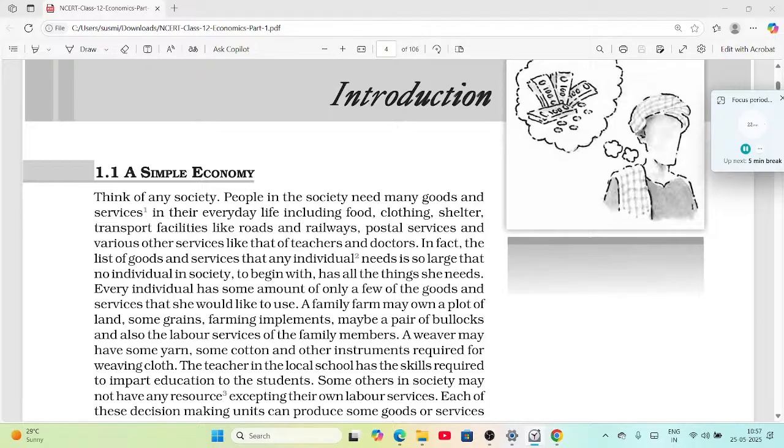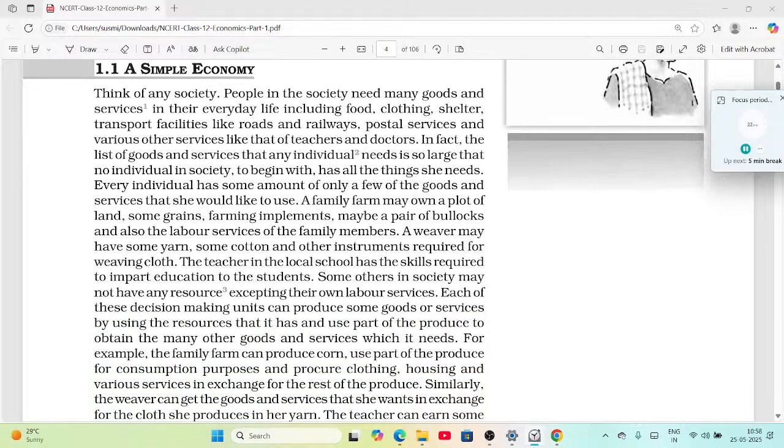Any society, people in the society need many goods and services in their everyday life, including food, clothing, shelter, transport facilities like roads and railways, postal services, and various other services like those of teachers and doctors. In fact, the list of goods and services that any individual needs is so large that no individual in society has all the things she needs. Every individual has some amount of only a few of the goods and services that she would like to use.